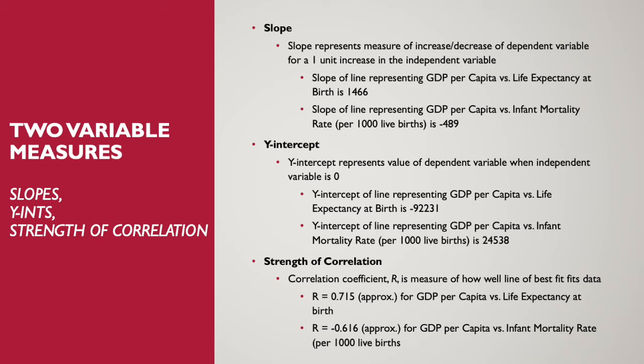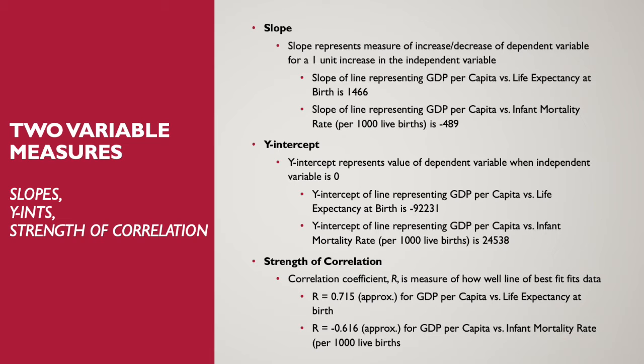Therefore, from the correlation of GDP per capita of each country and the life expectancy at birth of each country, the relationship between the two variables is said to be a strong positive relationship. For GDP per capita versus infant mortality rate, the correlation coefficient is approximately negative 0.616.